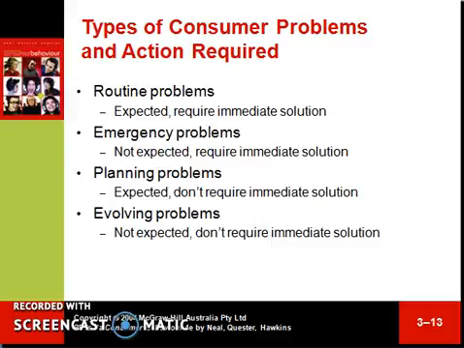Planning problems are expected and don't require an immediate solution. For example, the car needs a service but there is too much on at the moment, so I will wait for signs or until I have time. Evolving problems are not expected and don't require an immediate solution. For example, the car will not need replacing for some time and will not give problems for ages yet, so no problem at this stage, but I should investigate roadside assistance insurance, covering one day.